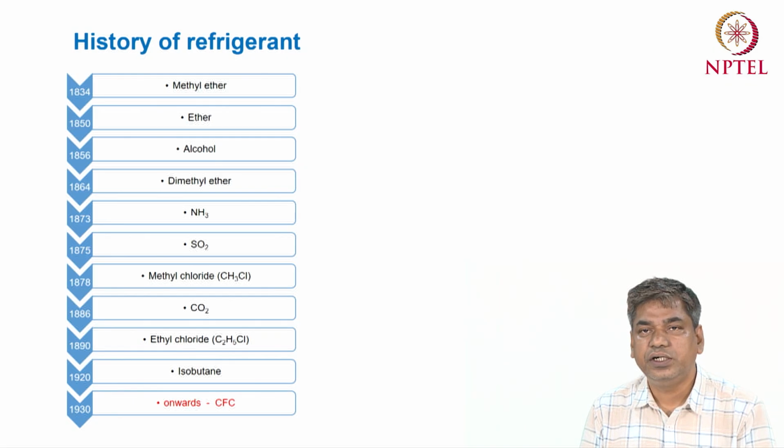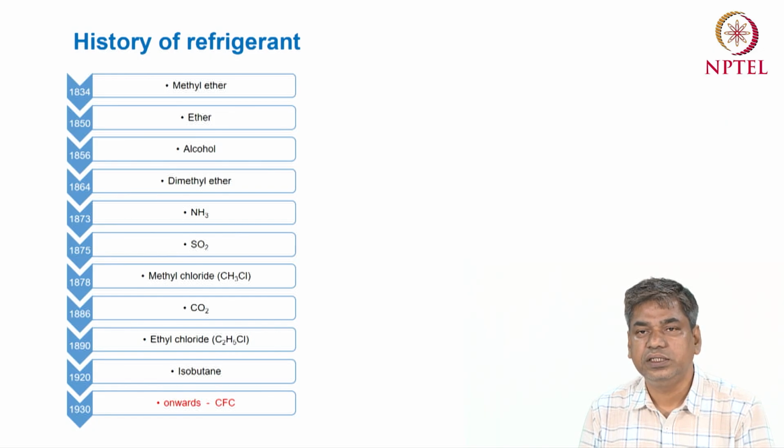Then ammonia, introduced in 1873. Then sulfur dioxide, introduced in 1875. Then dimethyl chloride, introduced in 1878. Then carbon dioxide, introduced in 1886. Then ethyl chloride, introduced approximately in 1890. Then isobutane, introduced approximately in 1920. So some of the important refrigerants and their introduction years are listed in this chart.